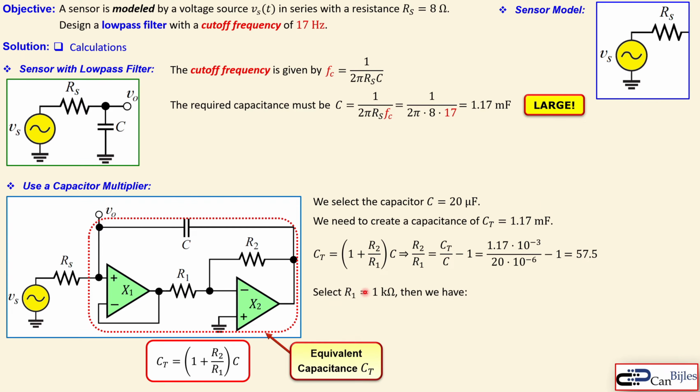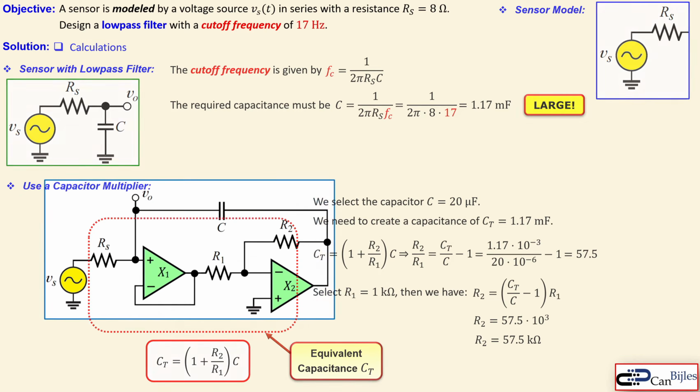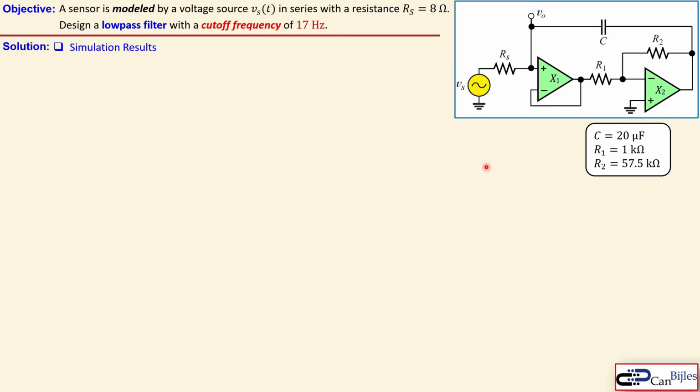57.5. So we can now select the R1, for example, again 1 kilo ohm, and then we have R2 is then this much times R1, and that is then here 57.5 kilo ohms. So we have the two resistors we require for our capacitor, which is then 1.17 millifarads. Okay, let's bring everything here, and then here the calculated capacitor, I mean the selected capacitor value, and the two resistors we just calculated.